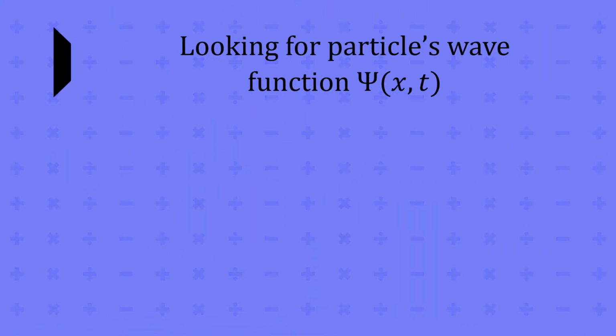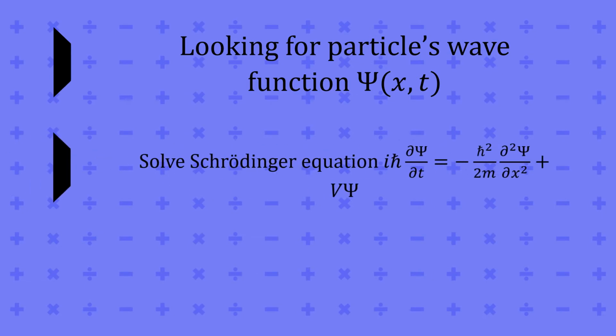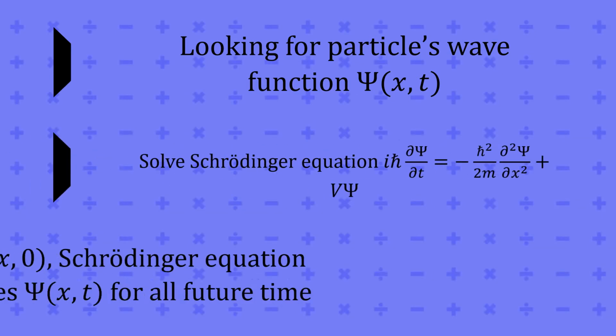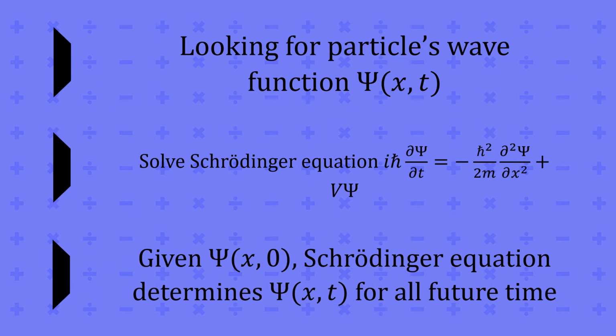We're often looking for the particle's wave function, and we get it by solving the Schrödinger equation where h bar is Planck's constant. Given suitable initial conditions, normally psi of x, 0, the Schrödinger equation determines psi of x, t for all future time. But what does the wave function represent?